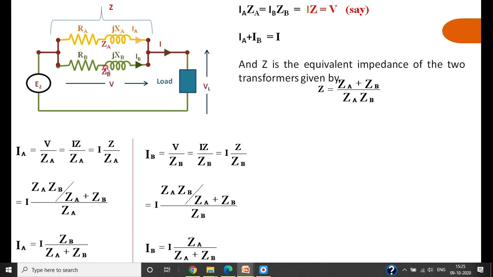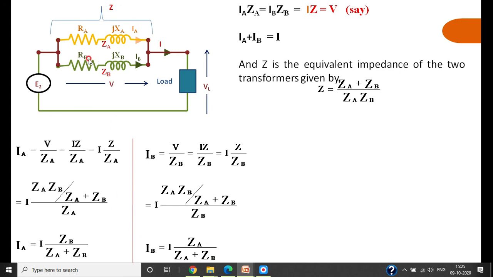IB is once again V by ZB. However, V is equal to I into Z. Then once again you substitute the value of Z. Z is ZA ZB divided by ZA plus ZB. Then once again ZB gets cancelled. Then IB what I am getting is I into ZA divided by ZA plus ZB.